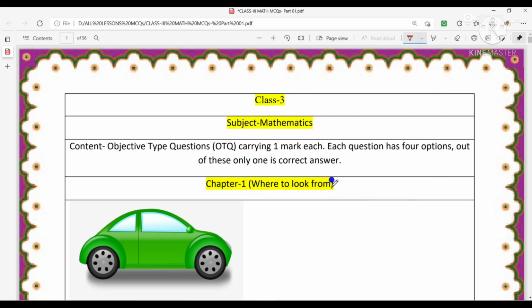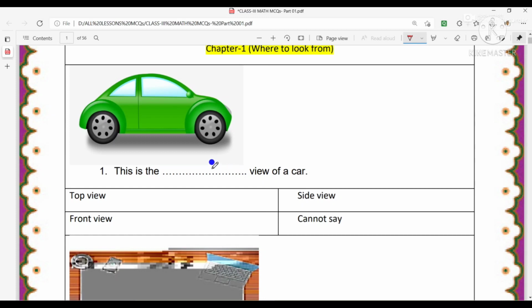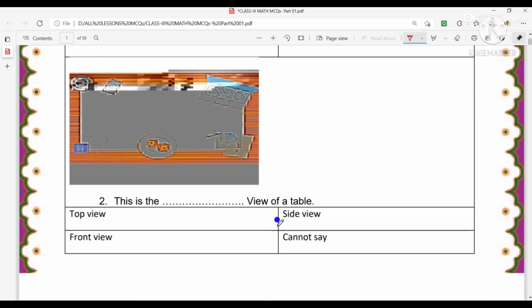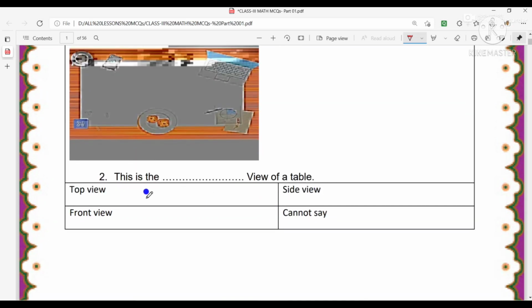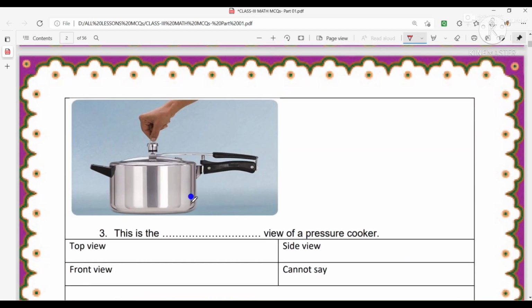Okay, so the first question is, here is a picture of a car. This is the best view of a car: top view, front view, side view, can say. So the answer will be side view. Next, this is the desk view of a table: top view. Next, this is the desk view of a pressure cooker.